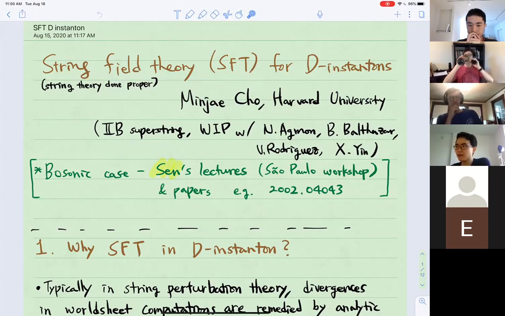I have to say that the string field theory framework in the context of D-instantons was fully developed by Ashoke Sen over the last year. So if you are wondering about the full details in the bosonic case, you can look at either Sen's lectures or his series of papers, including this one. So I'm here as a young, humble but enthusiastic student who has recently been actively learning his work in order to apply it to the setup of interest, which is type IIB superstring. And the upshot is that string field theory provides the appropriate framework to study such problems.